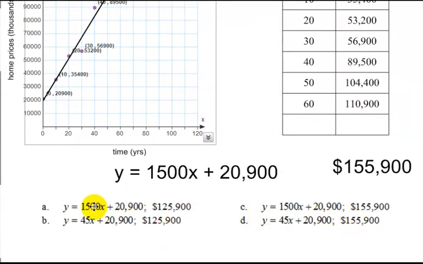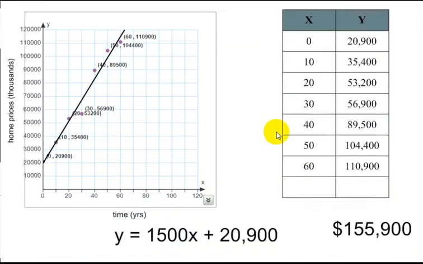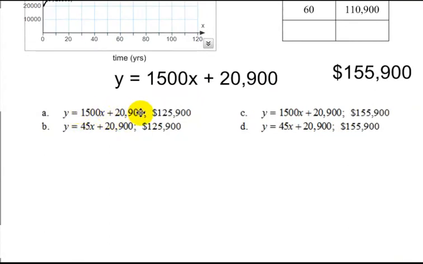And at that point, you would say, well, I'm going to use the slope. Here's my equation. Now I need to plug that 90 in to this equation and see if I get 125,900 or 155,900. And we got the 155,900. So the answer would have been C.